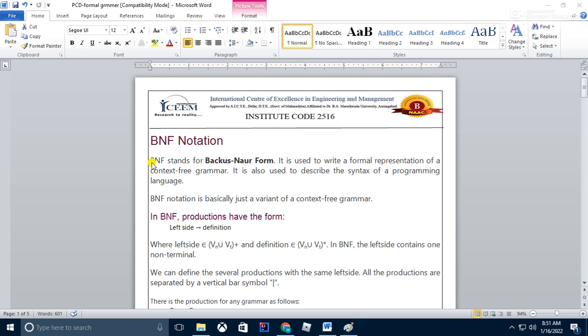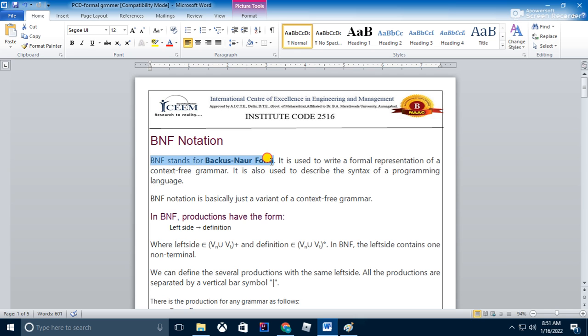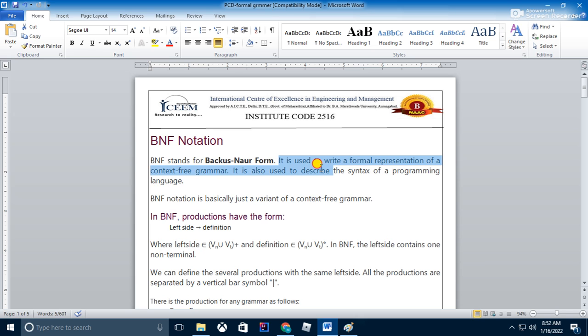BNF notation stands for Backus Naur Form. Backus and Naur are the computer scientists who developed a notation for describing the formal representation of context-free grammar. BNF notation is used to write the formal representation of context-free grammar. It is also used to describe the syntax of a programming language.